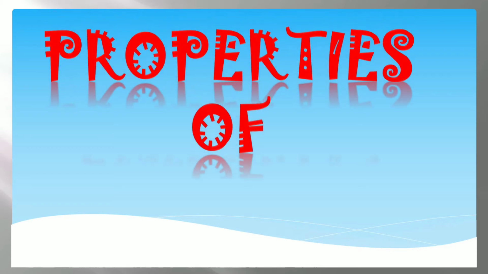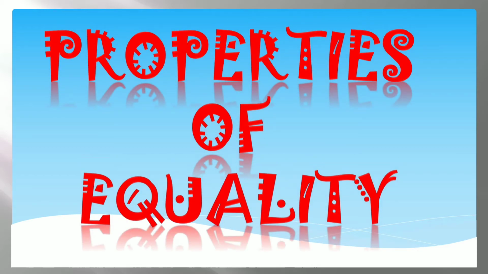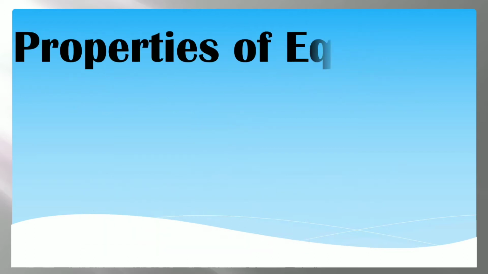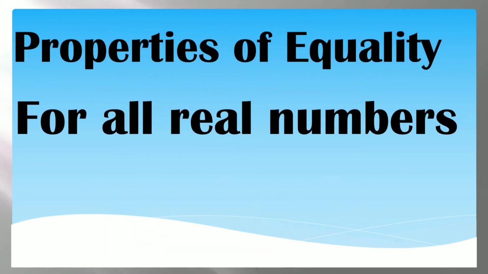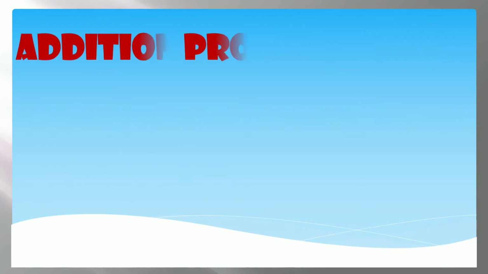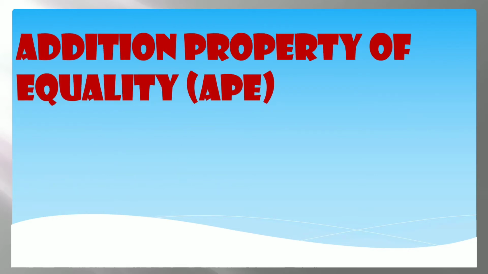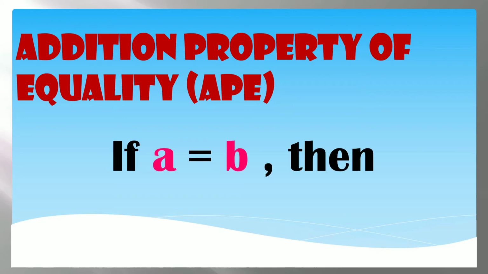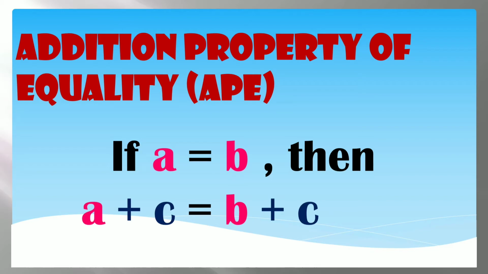Ang lesson natin sa araw na ito ay properties of equality. So, isa-isahin natin yung mga property ng equality. May 9 na properties of equality for all real numbers A, B, and C. Unahin natin yung addition property of equality, APE. If A equals B, then A plus C equals B plus C.